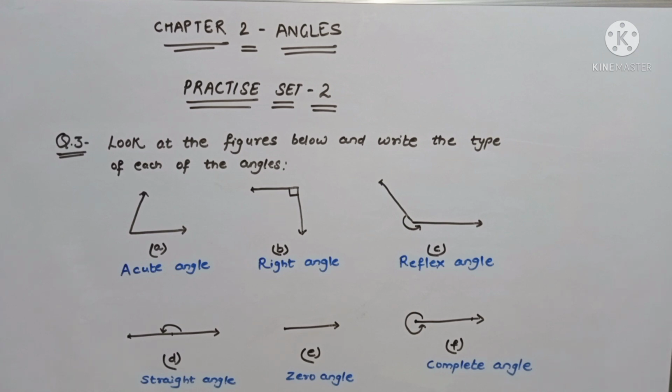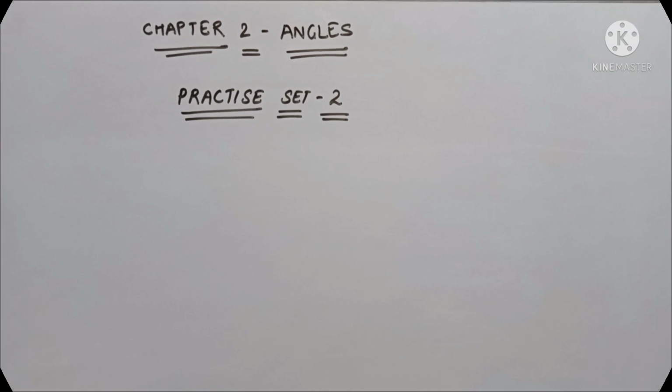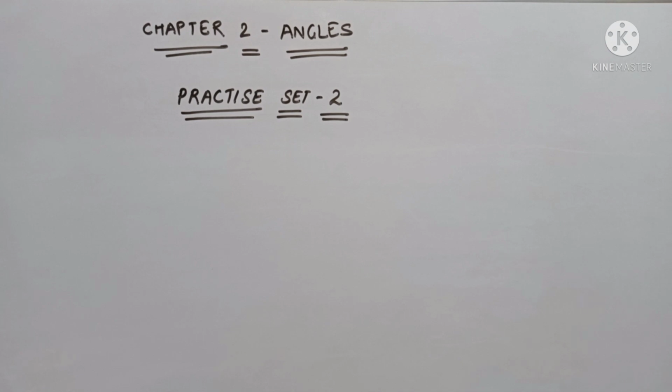So these are the types which you have to mention on the basis of the figures. These are the correct answers. Match with yourself. So these were the questions and answers for chapter number 2, angles, which we have studied. In the next video, I will move on to the next chapter, chapter number 3, integers.